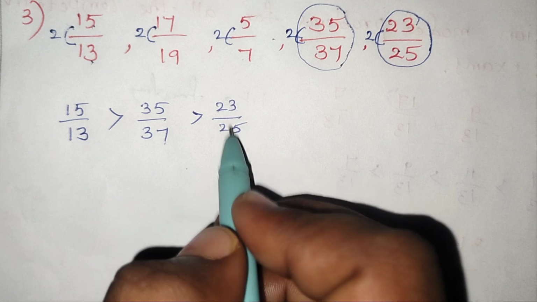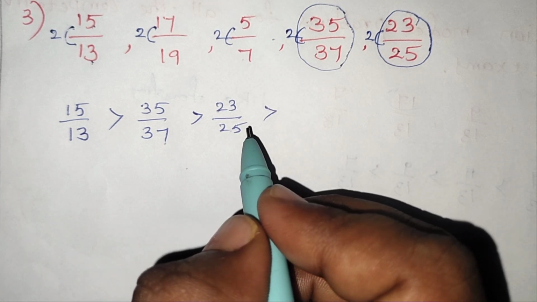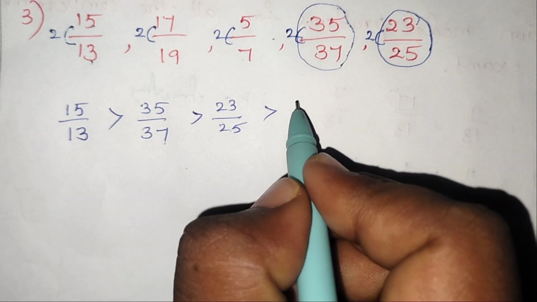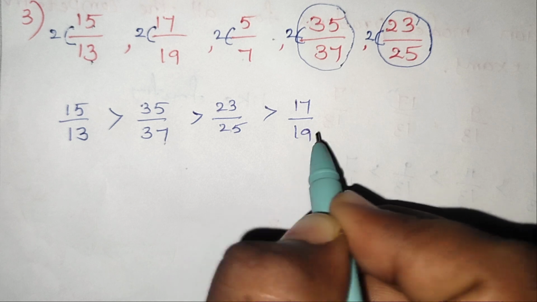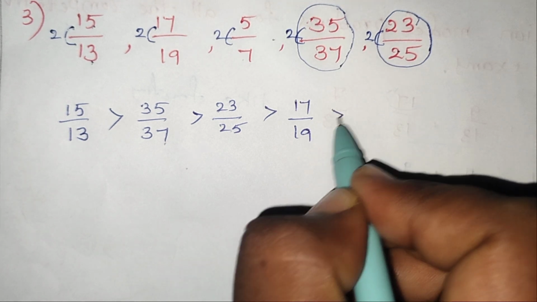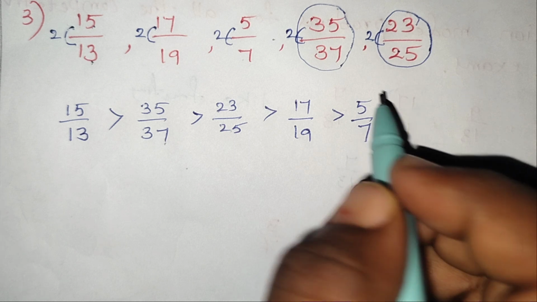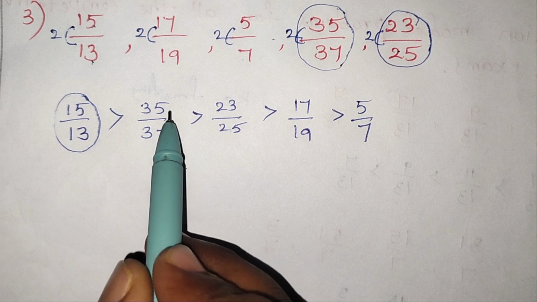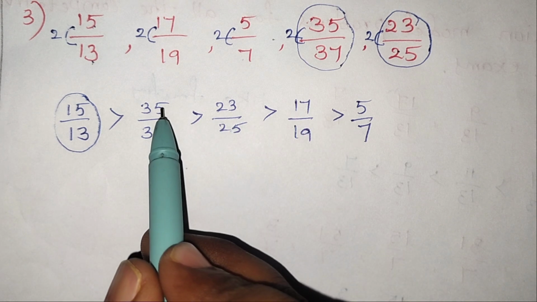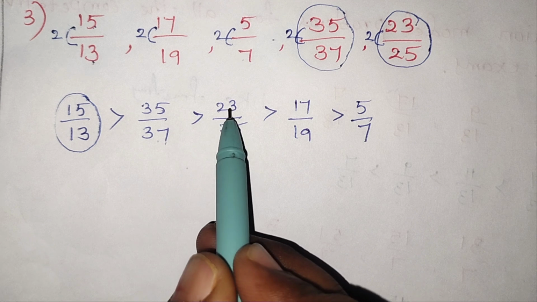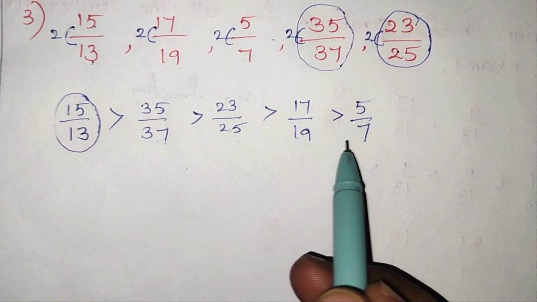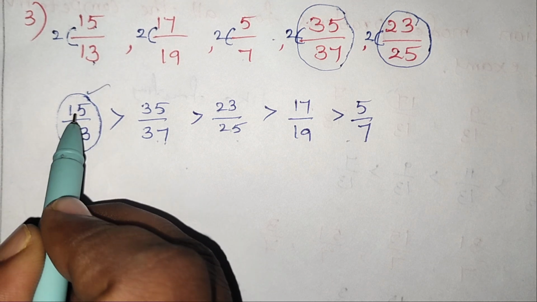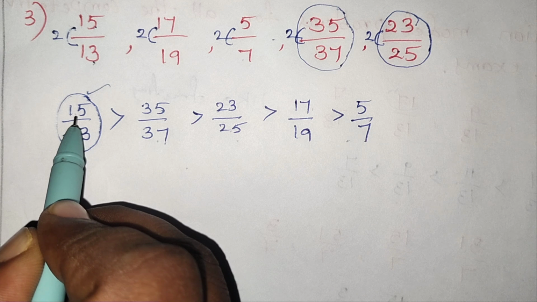Next, these are all some easy tricks to find the answer in short time. Next 17 by 19. Next, the last one, the smaller one, 5 by 7. So why did we take 15 by 3 first? Because in all the remaining fractions, observe the numerator is smaller than the denominator. Here also numerator is smaller than denominator, here also and here also. But in the first case, the numerator is the bigger one. That's why this is an improper fraction.